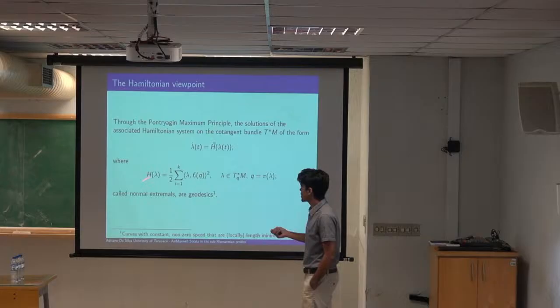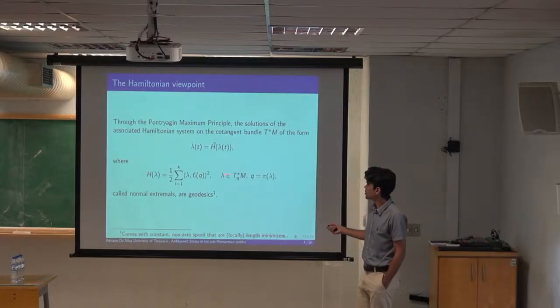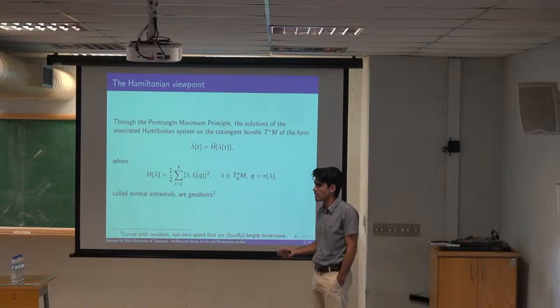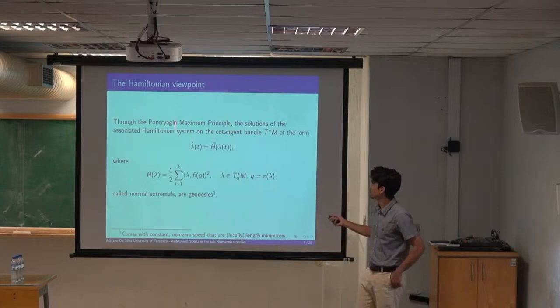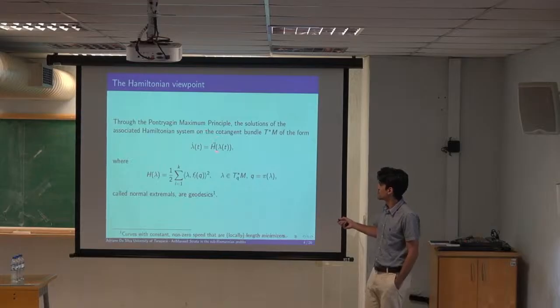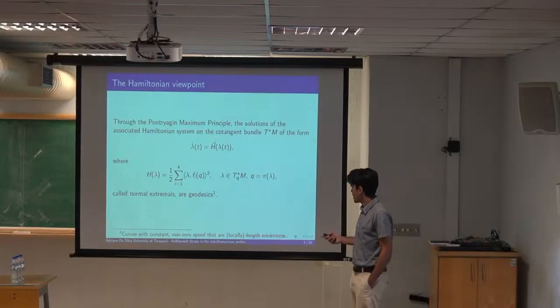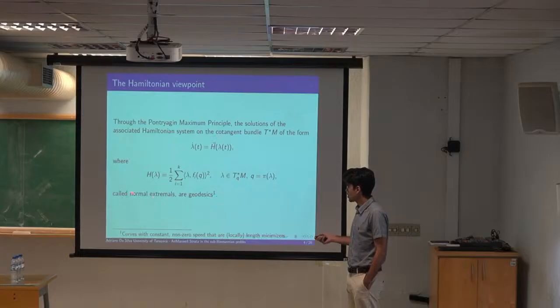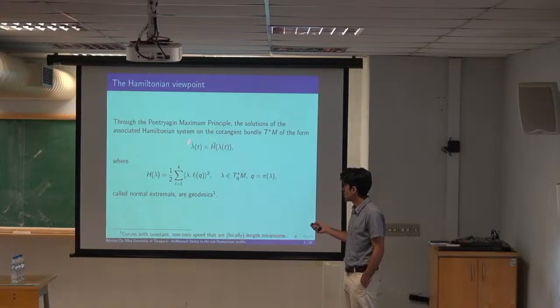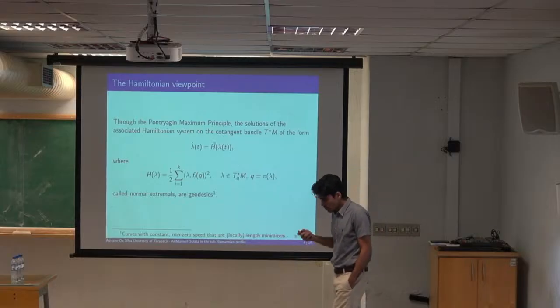So your problem is to look at this Hamiltonian, and the solution of this Hamiltonian is just projected to the manifold that you are working with. So you take your problem, go to the cotangent bundle, and basically your problem is to analyze this kind of thing. Just a comment: the solution of this Hamiltonian here is what we call the normal extremal.